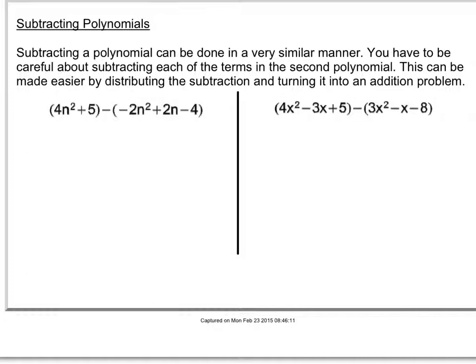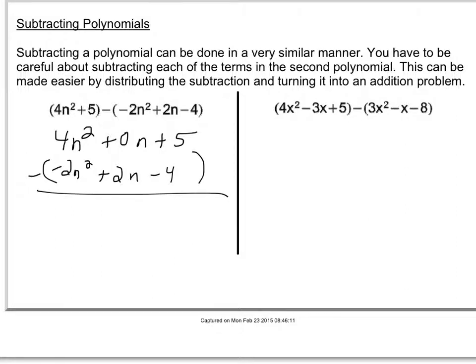For my first example, I will set it up in the vertical alignment, and you'll see what I mean by that. And I have 4n squared. Now I don't have an n term, so maybe I use the placeholder of 0n plus 5. Now what I'm going to do is subtract this entire thing here. So I'm going to subtract negative 2n squared plus 2n minus 4.